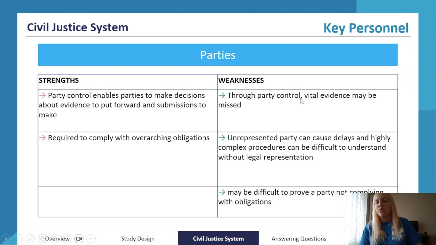Weaknesses: through party control, vital evidence may be missed. Parties can make poor decisions. And this might also be the fault of legal representation being unbalanced. An unrepresented party can cause delays. Highly complex legal procedures might be very difficult to understand without legal representation. Again, bringing forth the idea that the outcome might be incorrect because a party doesn't have legal representation or it's poor legal representation. And it may be difficult to prove that a party is not complying with obligations.